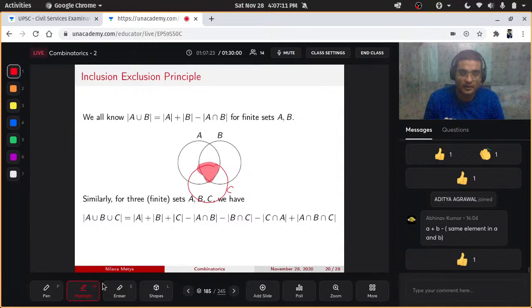So what I'm doing is: include the singles, exclude the overlapping on 2 sets. Then I have excluded extra. Here there was no extra excluding. I have excluded extra over here. So I need to include what I have excluded extra. So you can try and continue and check what this will be if there are 4 finite sets A, B, C, and D. So what will it be?